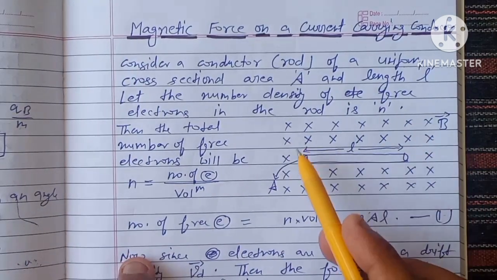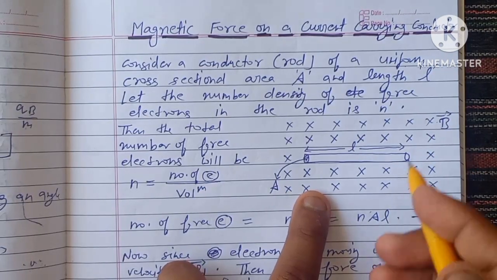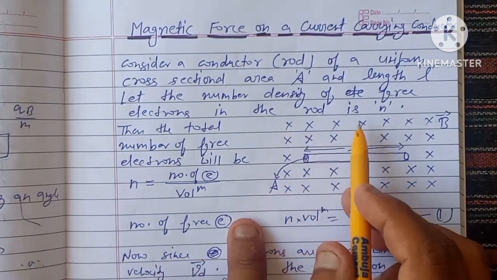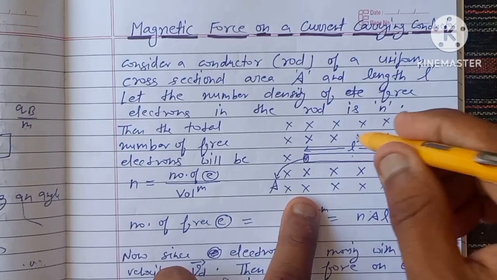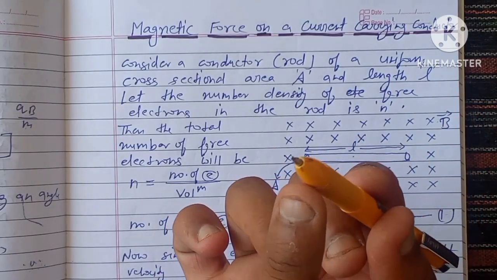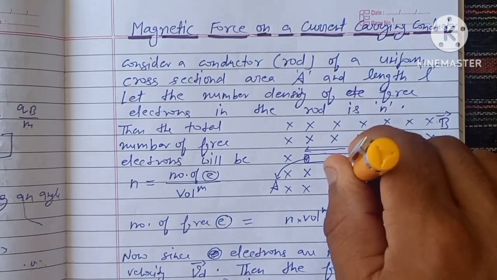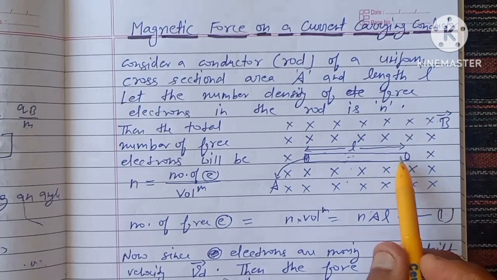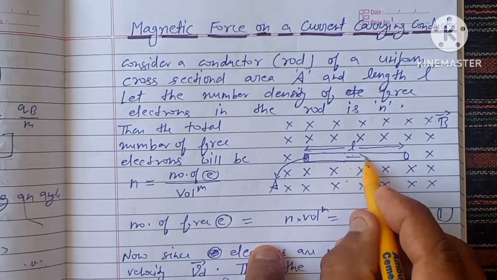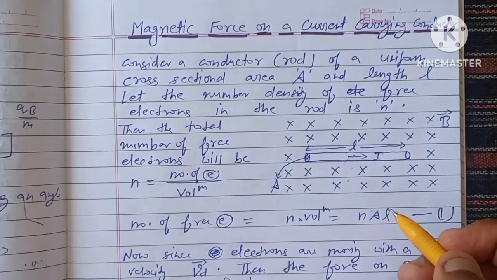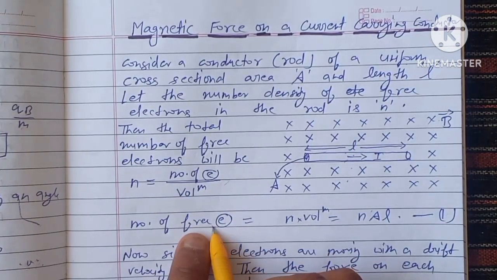Now here I have made a diagram in which I have represented my magnetic field with crosses, means the direction of this magnetic field is into this page. If the tip of this pen is showing the direction of the magnetic field, then this tip is going into this page, so the direction of the magnetic field is like this. And there is a rod of length L whose cross-sectional area is A, and in this rod there is a current I which is flowing.